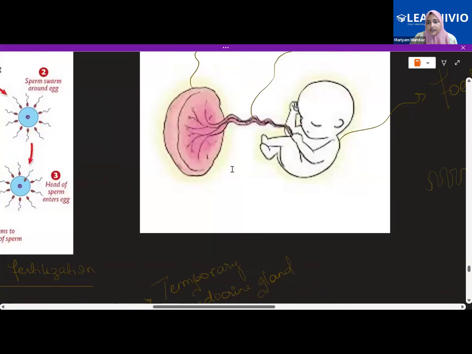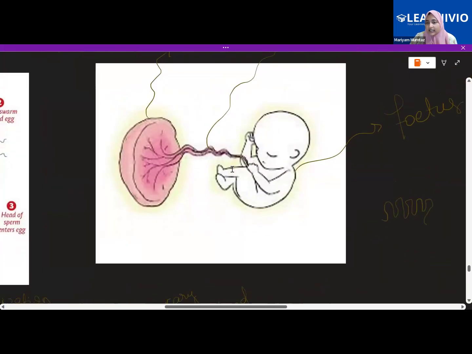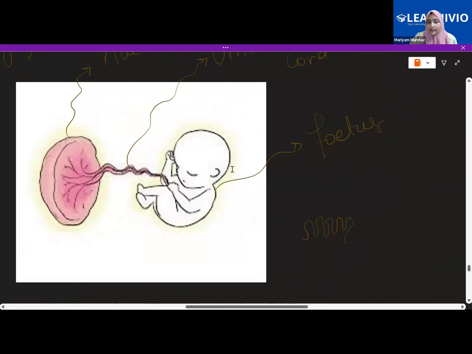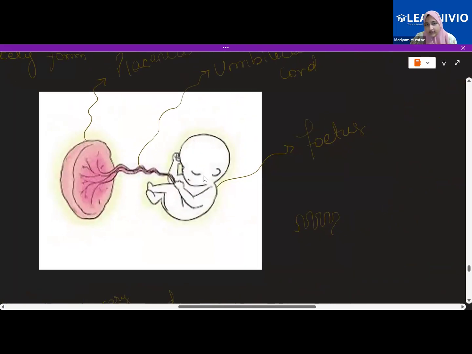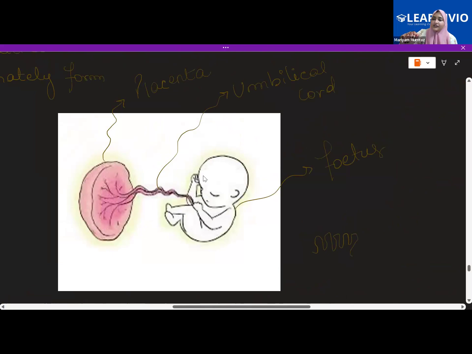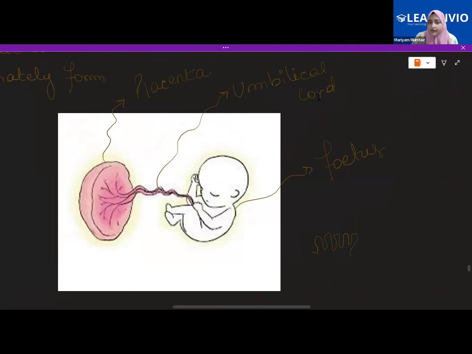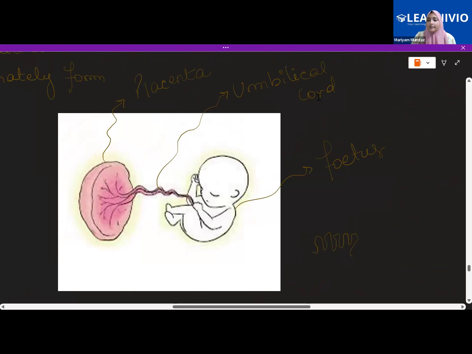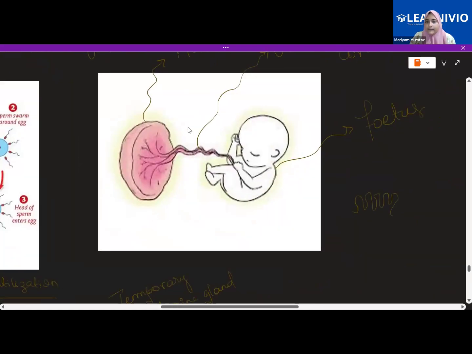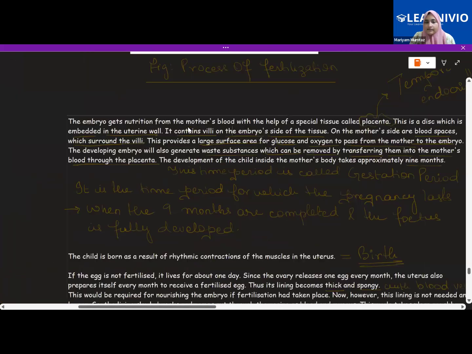So this right here is a picture that shows how the fetus is connected to the placenta, wherein this baby is what we call a fetus. The cord-like structure which connects the placenta with the fetus is called the umbilical cord. It connects to the belly button of the fetus. And the temporary endocrine gland, which is a disc-shaped structure, is what we call the placenta. Clear? Understood?